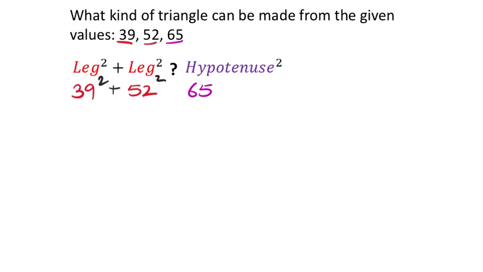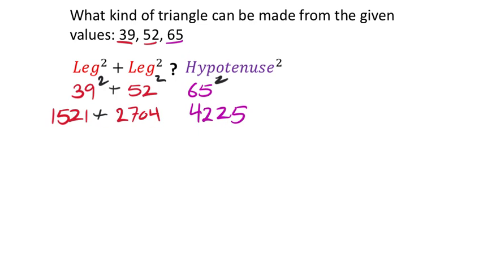But I can take the 65 to the power of 2. I don't know these values off the top of my head, and if you do, that's pretty impressive. I just don't have it. But 39 to the power of 2 is going to be 1,521, just using a calculator there. 52 to the power of 2 is 2,704. And 65 to the power of 2 is 4,225.